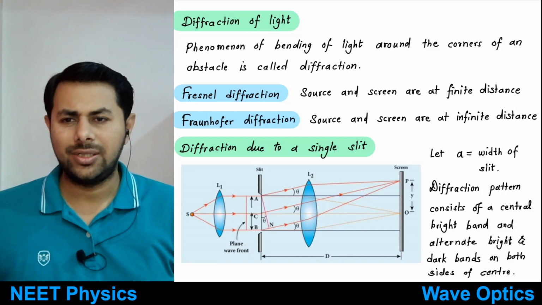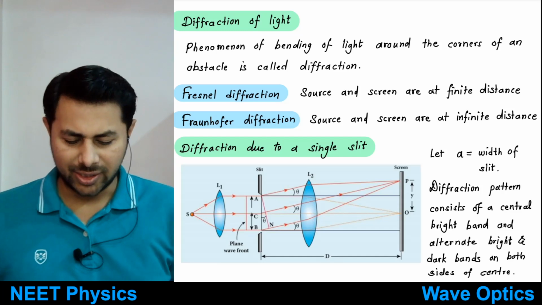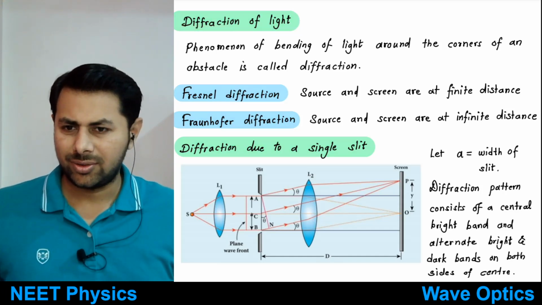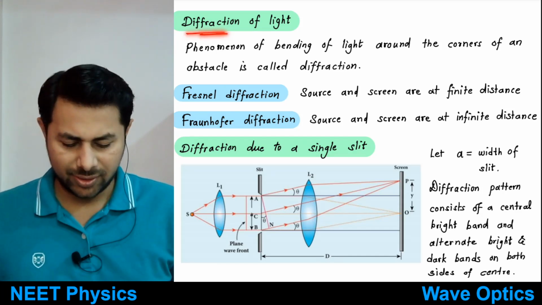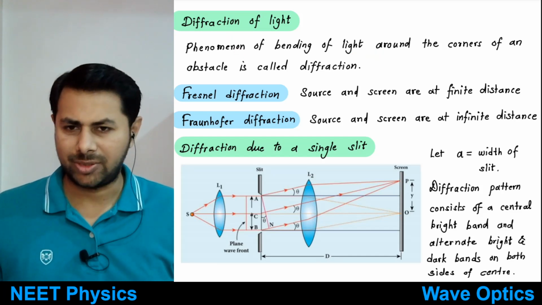Okay, so in the last class we discussed the interference of light. Now today we will discuss the diffraction of light and polarization of light. So let's begin. So what is diffraction of light? Diffraction is the phenomenon of bending of light around the corners of an obstacle.